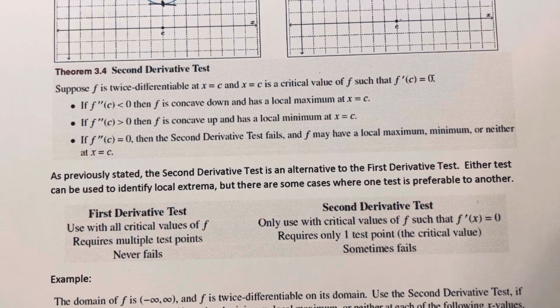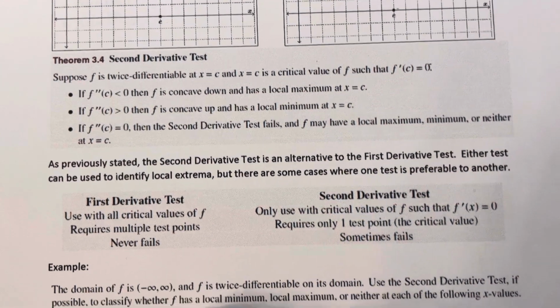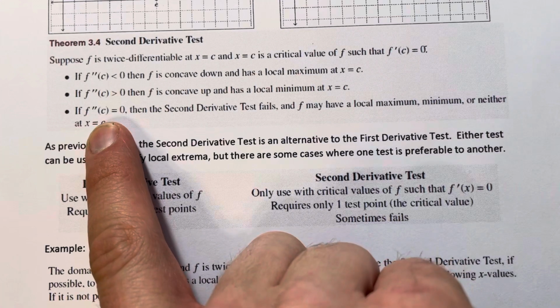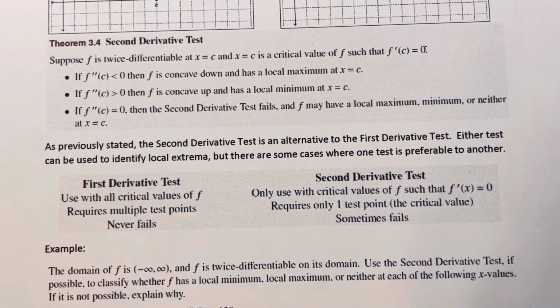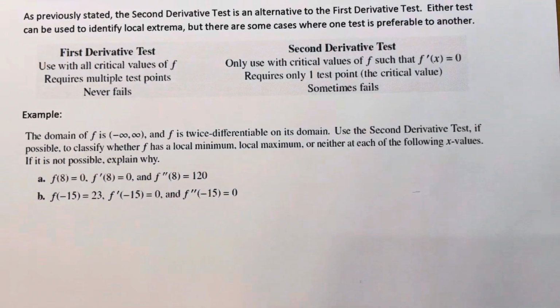It can't be the type where f prime is not defined at c. Remember, that's another type of critical value. The other issue is that if the second derivative at c is equal to 0, then the second derivative test is inconclusive. We don't get any information from it. So those are some shortcomings of the second derivative test.